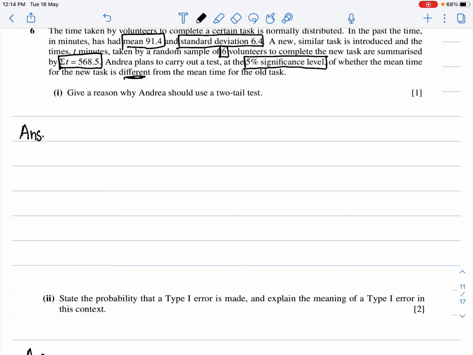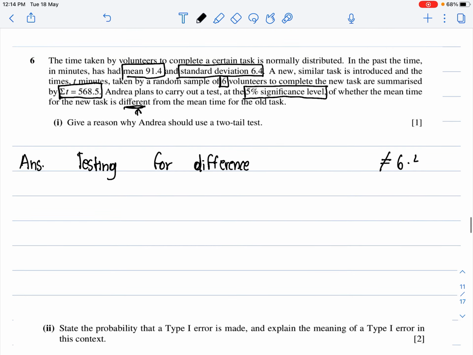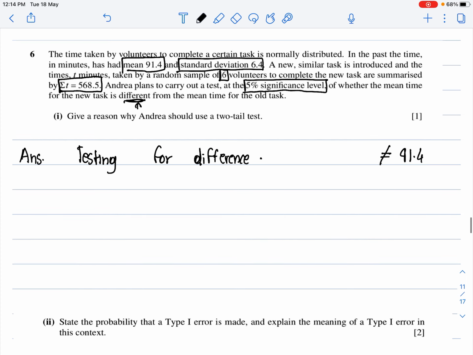Give a reason why Andrea should use a two-tailed test. Because she's testing for difference. Whenever we test for increase or decrease, we use a one-tail test. But here they don't know whether the mean time will increase or decrease. They are just saying the mean time will not be equal to 91.4. That's why Andrea should use a two-tailed test.